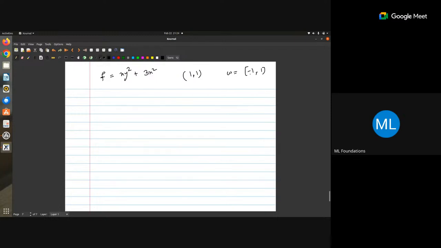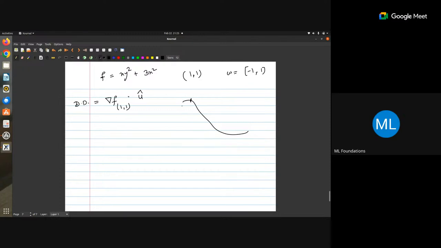So what is the directional derivative? It is given by del f at point 1, 1 dot product with the unit vector in the direction. I'll write this unit vector as u hat. Is this fine? I'm writing the directional derivative as dd. Suppose this is the curve.